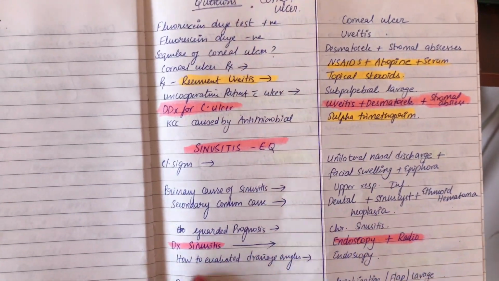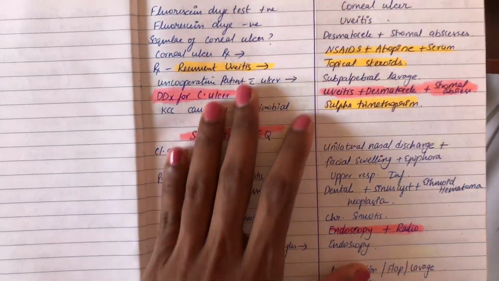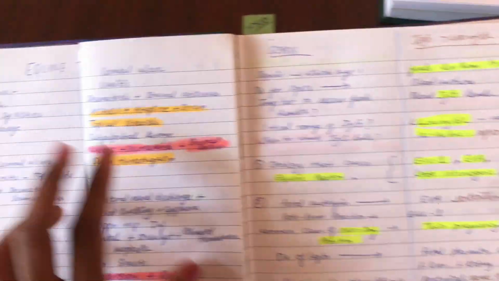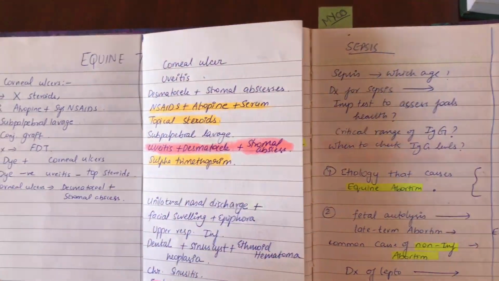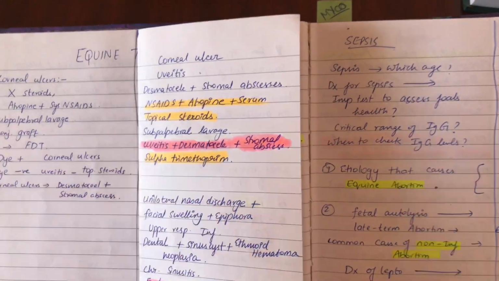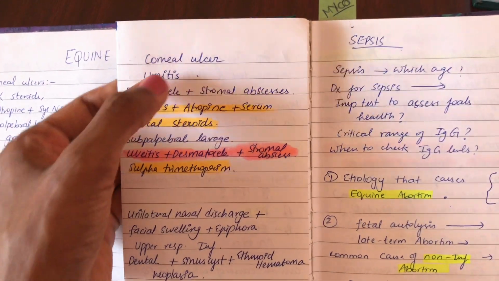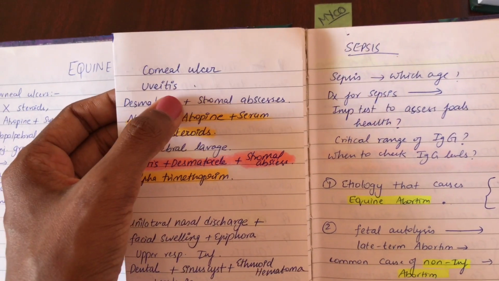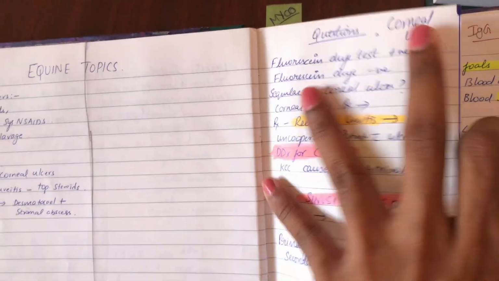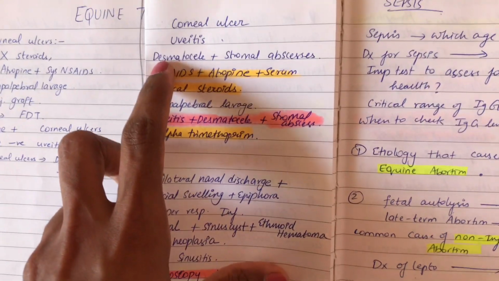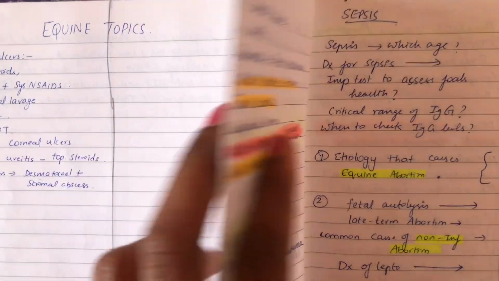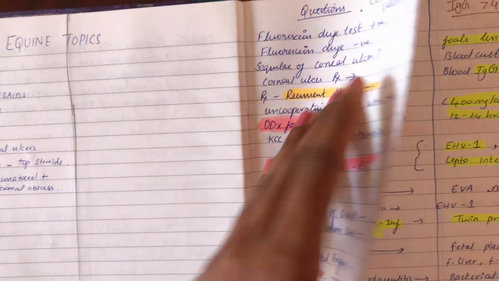This method has another advantage too. Instead of asking questions, you can actually look at the answer and reason out why it happens. For example, what test would you do to diagnose corneal ulcer? Yeah, it is fluorescent dye test, correct? Why would a descemetocele and stromal abscess happen? It is because of corneal ulcer.